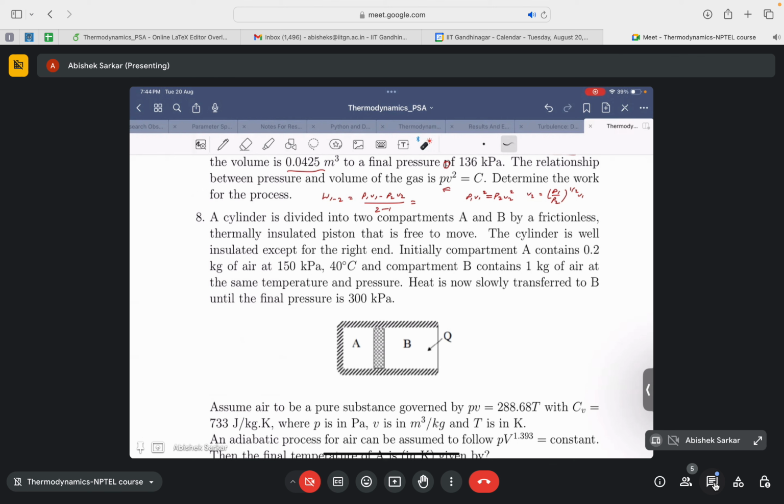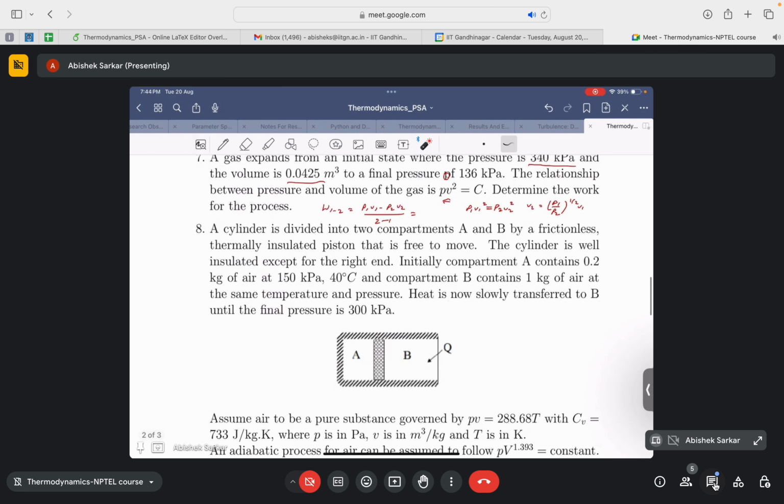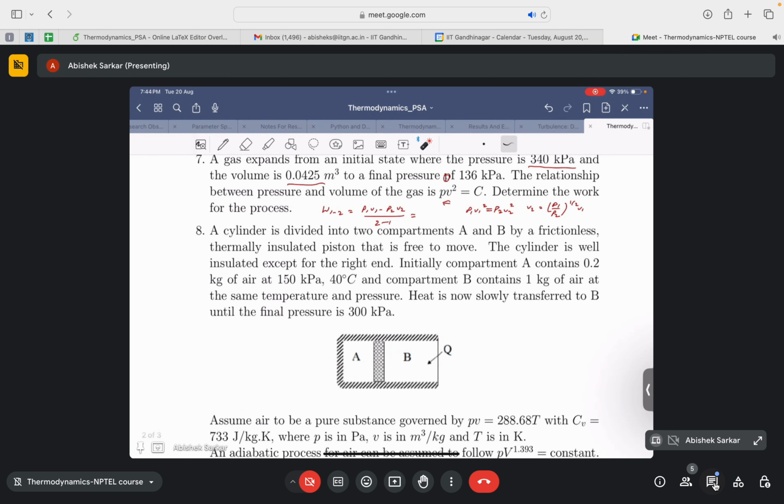A cylinder is divided into two compartments A and B by a frictionless, thermally insulated piston that is free to move. This piston is thermally insulated, and there is no resistance provided to it, so it is free to move. The cylinder is well insulated except at the right end. You can see that these dashed lines represent insulation in thermodynamics. So this cylinder is well insulated on all sides except at this end, where there is a heat input to compartment B.